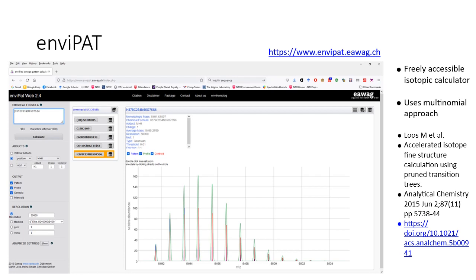One of the most commonly used ones is the enviPat website, which is provided by the Swiss Federal Institute of Aquatic Science and Technology. It calculates the isotopic distributions using a version of the multinomial approach, and the algorithm itself was published in Analytical Chemistry in 2015. So I've provided a link to that paper here on the slide. Usefully, this website also lets you download the isotopic distributions once you've calculated them, and that's very important for the next stage.